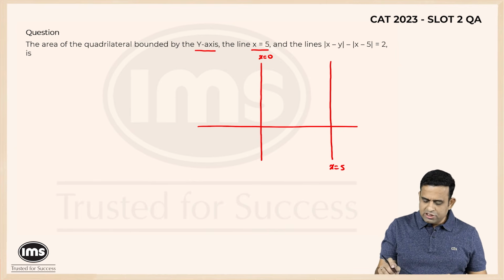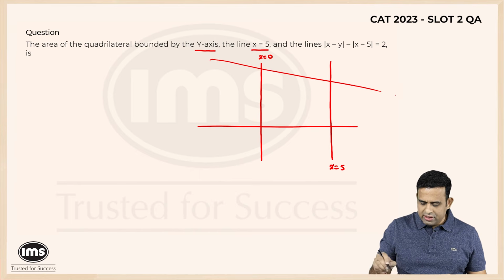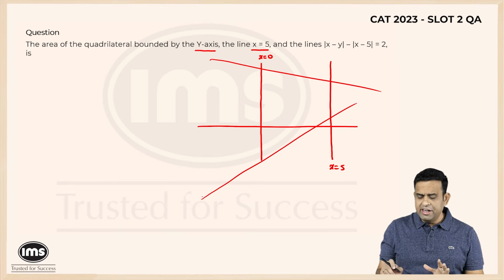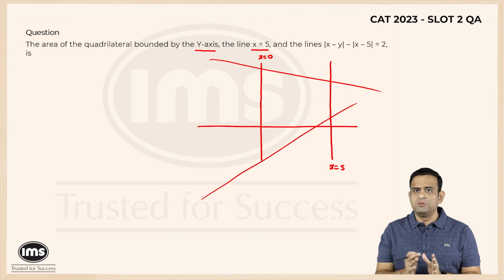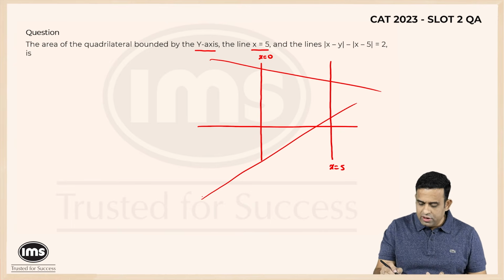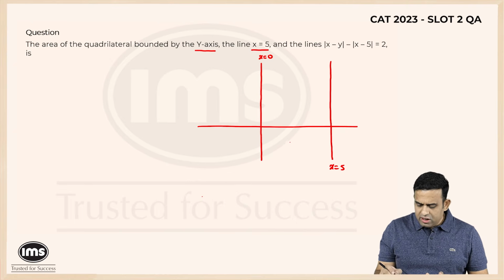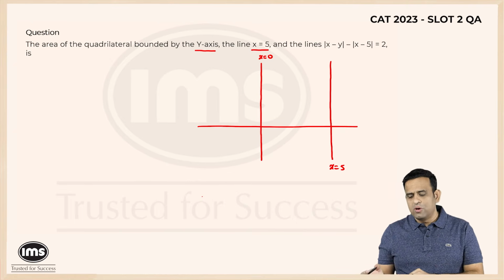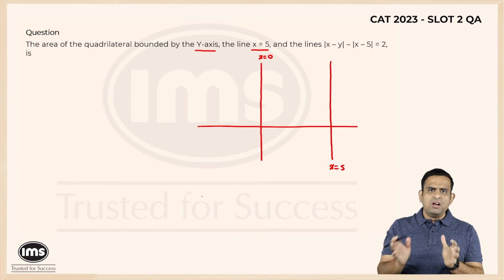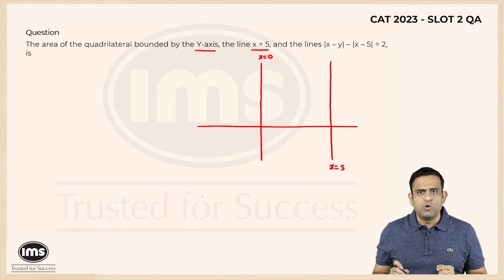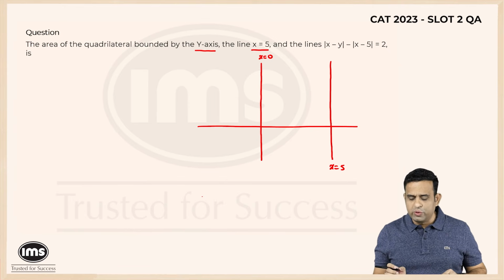So we will look at a portion like this, maybe a line somewhat like this. But we are only interested in the region between x equals 0 and 5. I'm not concerned about how the graph might look beyond x more than 5, or x less than 0. I'm only concerned about how the graph would look between x equals 0 and 5.